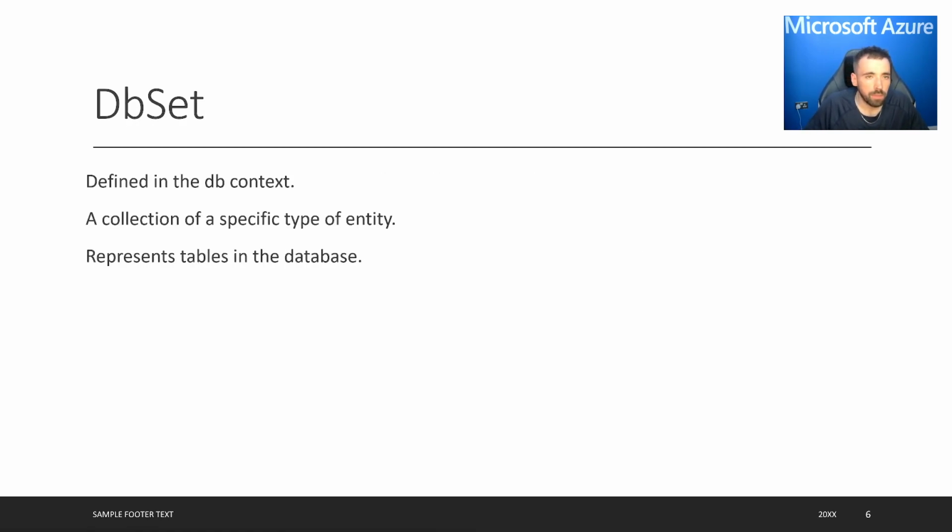The next concept is DbSet, and this is one of the things that you'll find or write into your database context. It defines a collection of a specific type of entity. So say if we've got a class for a certain object, we would define a DbSet, which would then create a table in the database. So it represents a table in the database.